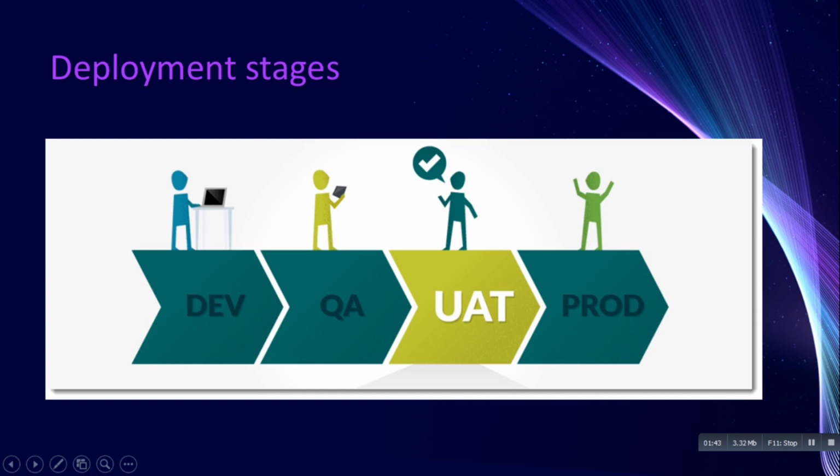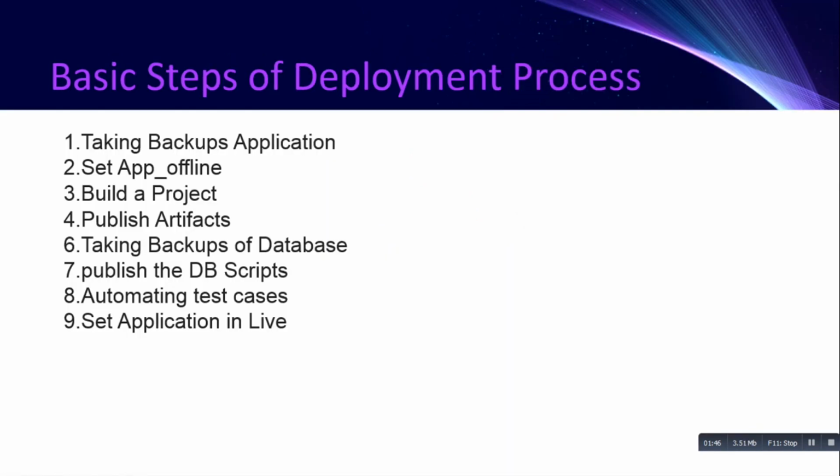Suppose you are going to deploy any application in production. We have to take the backups of the existing system, and you can set the currently running production application into offline mode. Then you can take the latest build and publish those artifacts to production. After that, if you have any database changes, you can take the database backups and execute the corresponding scripts. This process goes manually, but this entire process we can automate with a single click.